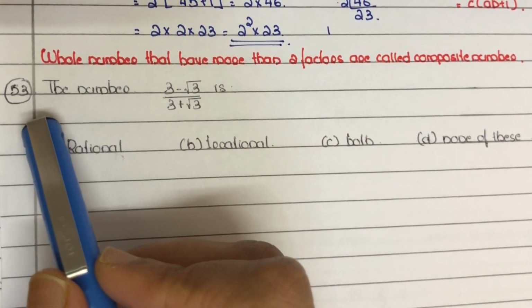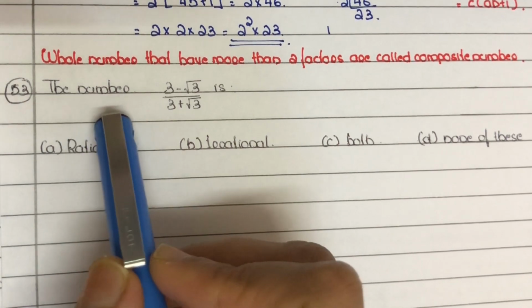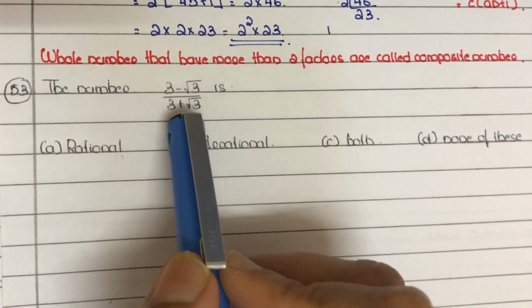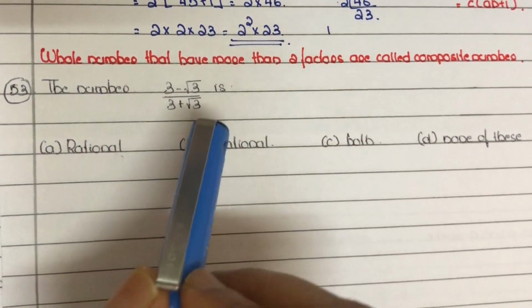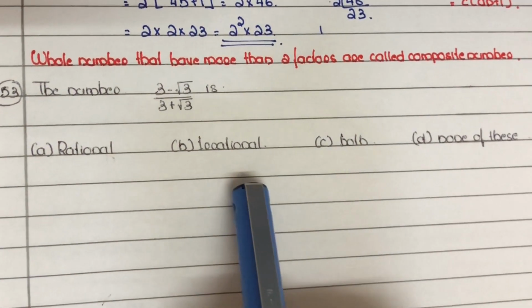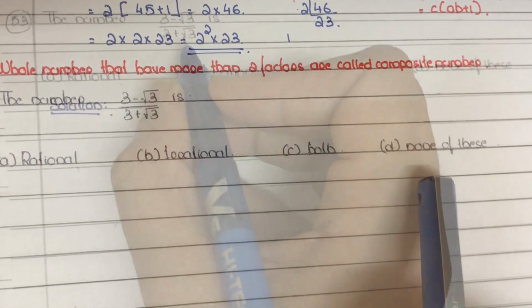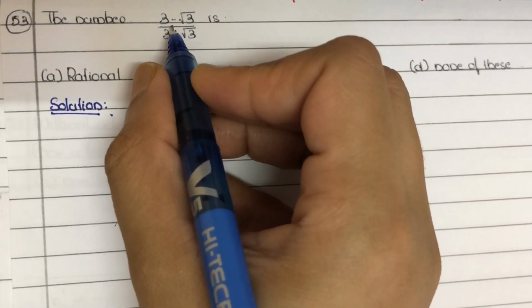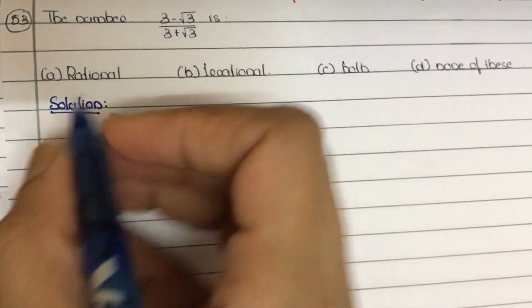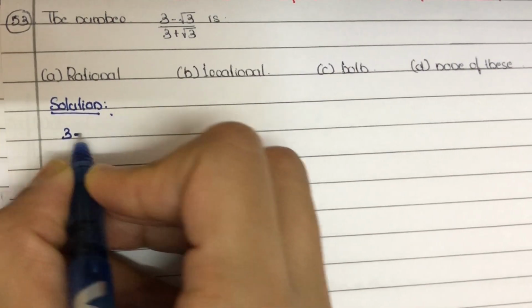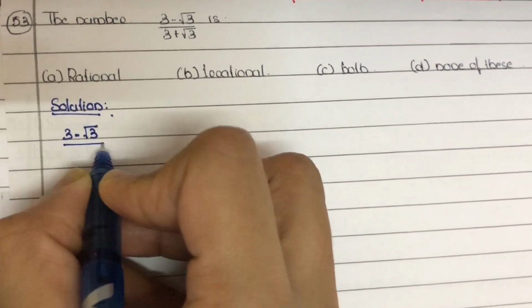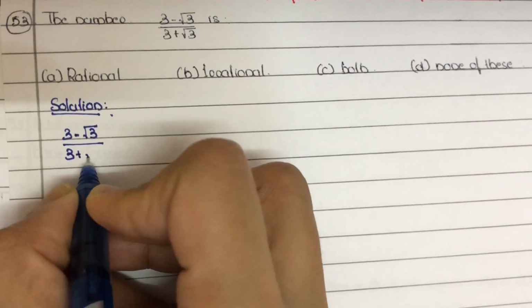Question number 53. The number (3 minus root 3) by (3 plus root 3) is: option A rational, option B irrational, option C both, option D none of these. Here the given number is (3 minus root 3) by (3 plus root 3).